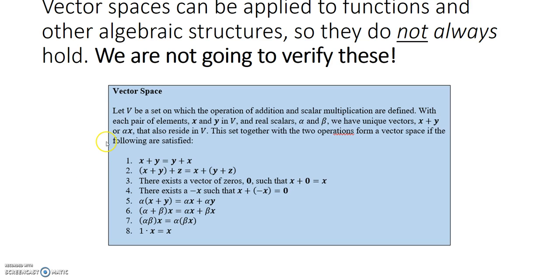However, vector spaces can be applied to functions and other algebraic structures, so they do not always hold. There are situations where, oddly enough, the abstraction of a plus sign doesn't necessarily mean to add in the strict sense, and scalar multiplication doesn't necessarily mean multiply in the strict sense. We're not going to go into that here, so we're not going to verify these. But in general, for a vector space, you need to make sure these properties hold. We're just lucky because with vectors, this works out.